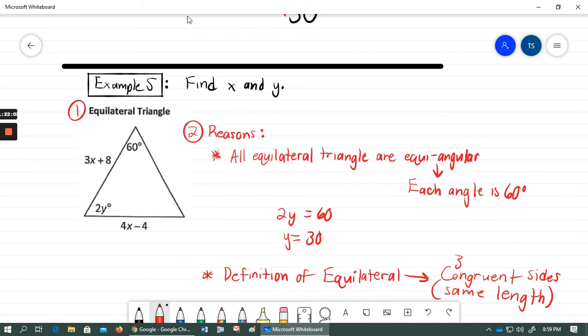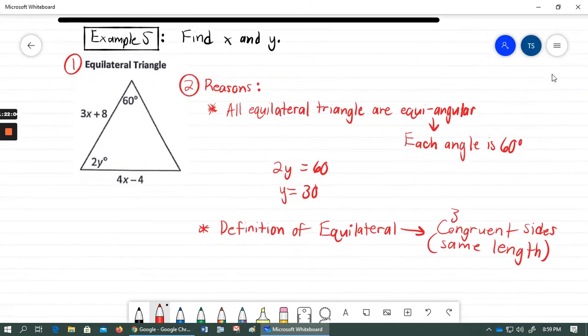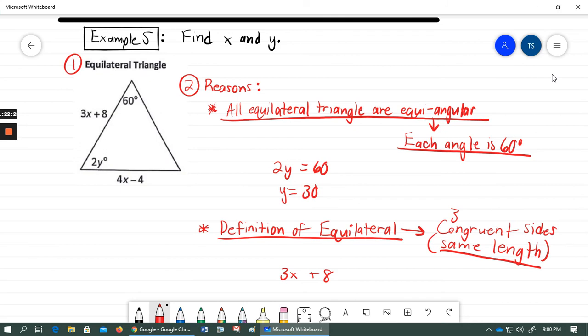So since we're talking about those sides having equal lengths or the same length, where they've got those side lengths there, the 3x plus 8. Again, we're saying that they have the same length, right? All right, so that means that this side, the 3x plus 8, should be the same or equal length as the 4x minus 4. And then all you got to do is solve for x right there.